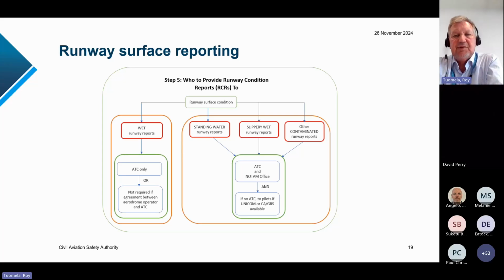But pilots are still receiving these contaminated surface reports by the provision of flight information service by ATC at non-controlled aerodromes. So if there's standing water, and that report is made to the NOTAM office, the ATC will provide those NOTAMs to any affected pilots going to those aerodromes. So we've got, if you like, a lookalike situation for control towers for contaminated runway surface reporting.